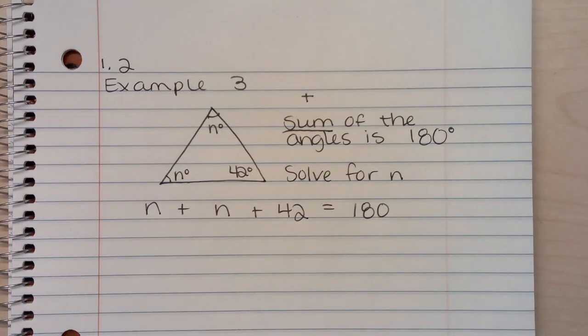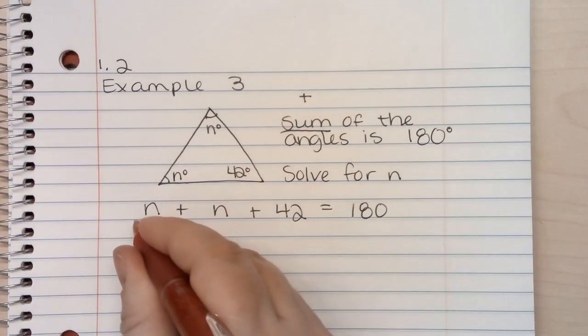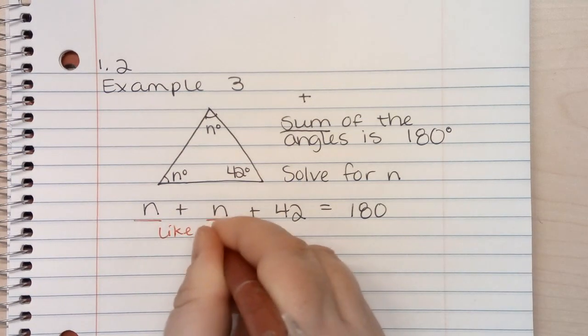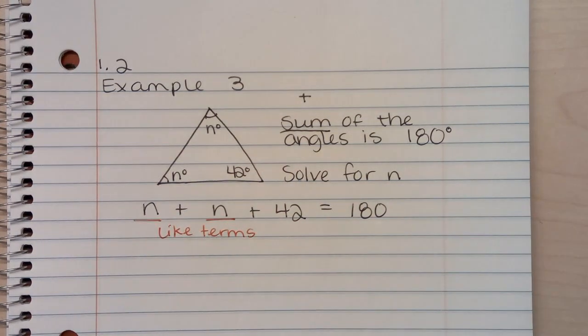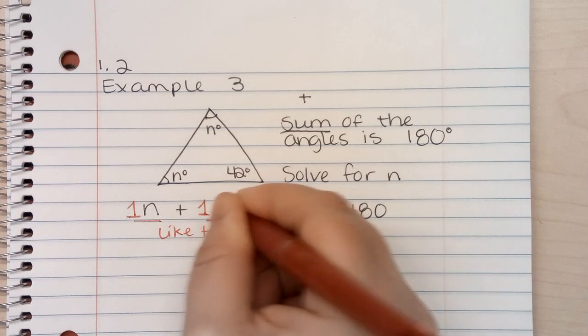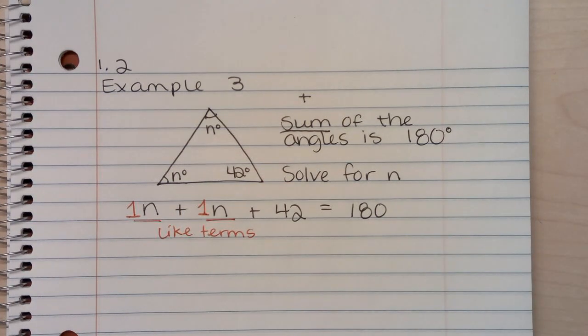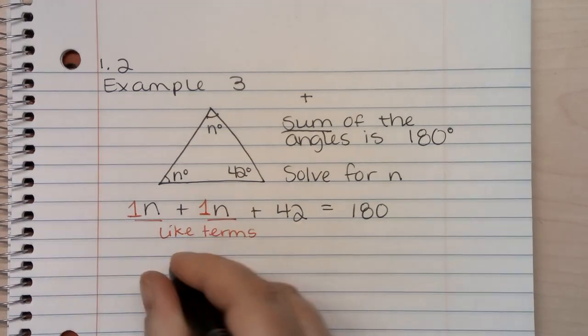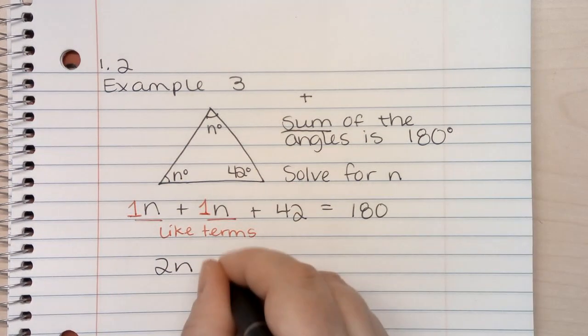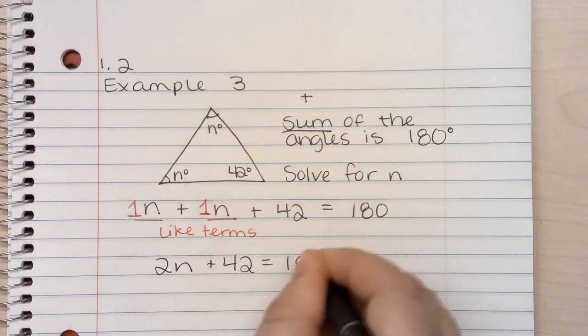Now we can solve for n by simplifying. So first we need to combine like terms. n and n can go together. They are like terms. If you imagine that there's a hiding 1 here, this means 1n, and another one here, this means 1n. If you do 1 plus 1, what do you get? Good, 2n. Bring down my plus 42 equals 180.